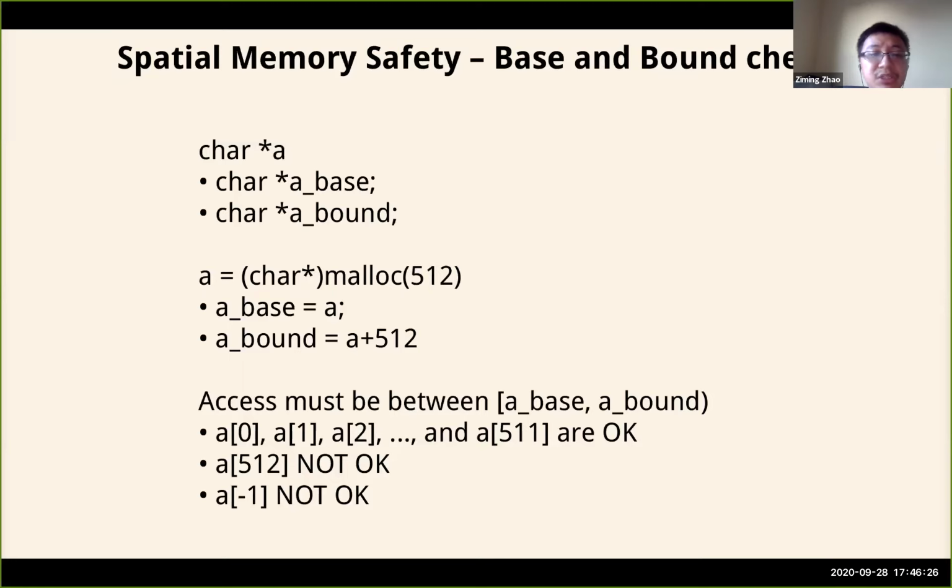Then for this variable, the pointer A, we have a base for it. It's basically the beginning of A. Then the upper bound is A plus 512. So whenever in your program there is a dereference of A, an access based on A, we are going to check if it is in bounds, if it's between the base and the bound.